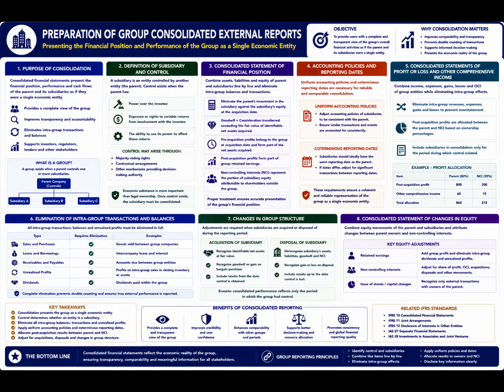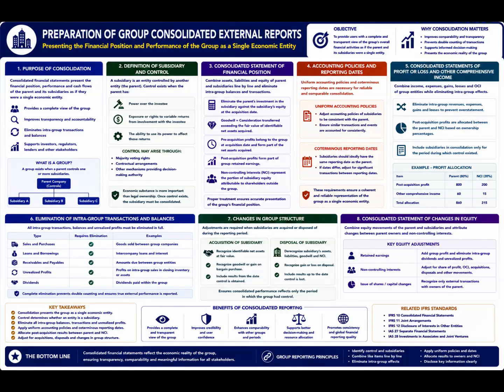Similarly, subsidiaries should ideally have the same reporting date as the parent. Where reporting dates differ, adjustments must be made for significant transactions occurring between reporting periods. These requirements ensure that consolidated financial statements reflect a coherent and reliable representation of the group's financial performance and position as a unified economic entity.